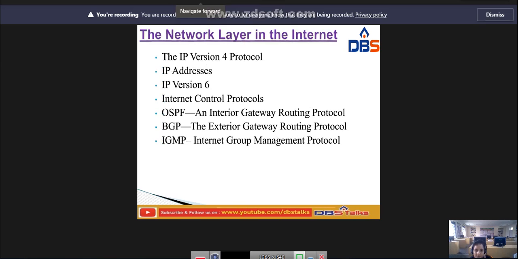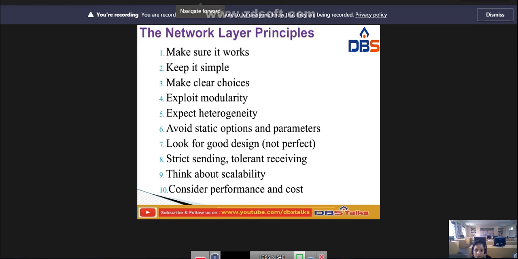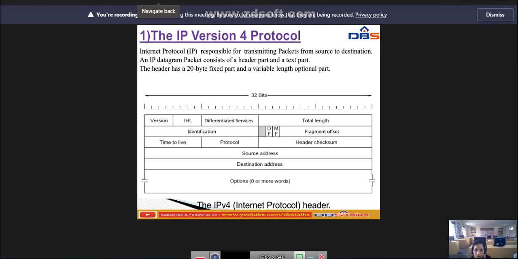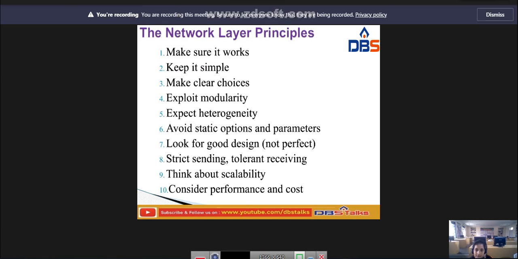Okay. So what is meant by the network layer in the internet? Before going to explain this, we will individually discuss what each of these 10 principles means.